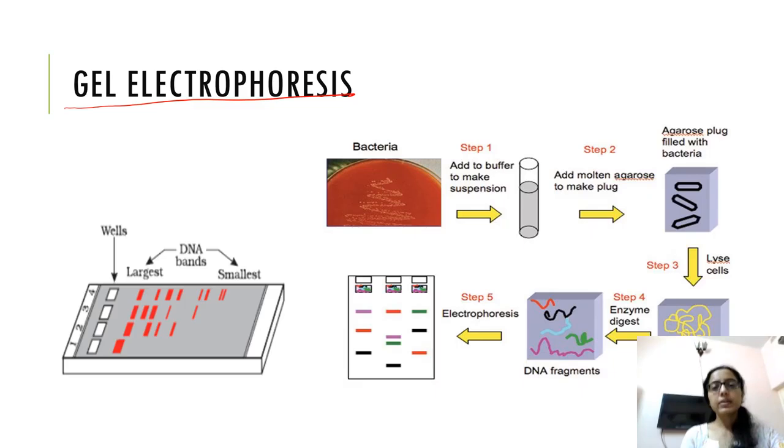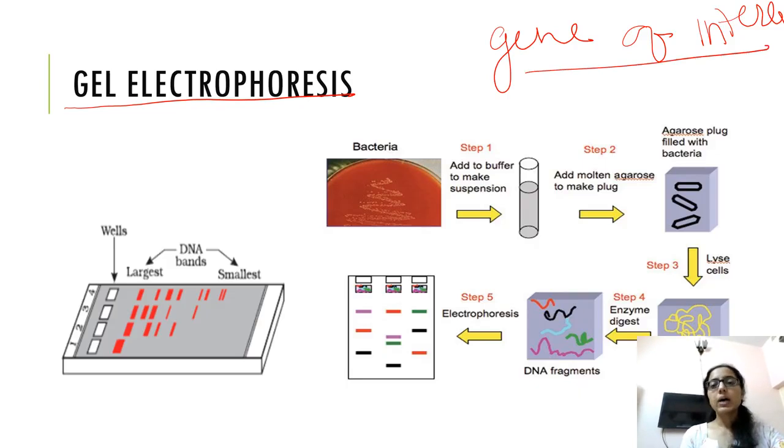Now how do we isolate this? See, we have got our gene of interest, right? We have inserted it in the bacterial cell, but how can we isolate that particular DNA? We will grow this cell on the particular media. This is the food for bacteria, that is called media. We will grow these cells with the recombinant DNA on the media. Then we will add buffer to make a suspension. This is how we will purify this, how we will take out this recombinant DNA, right?